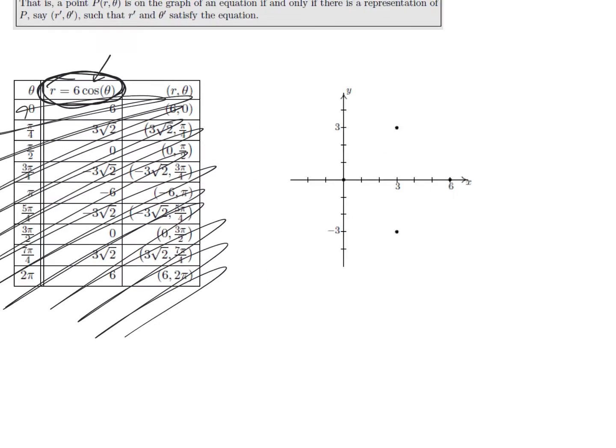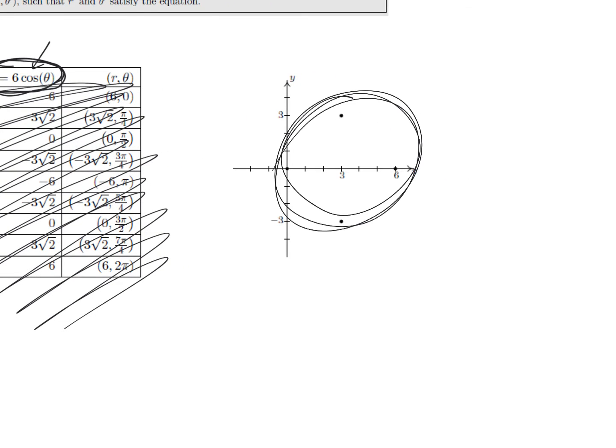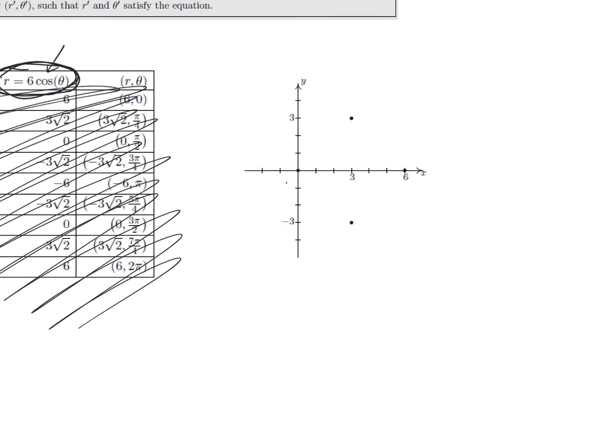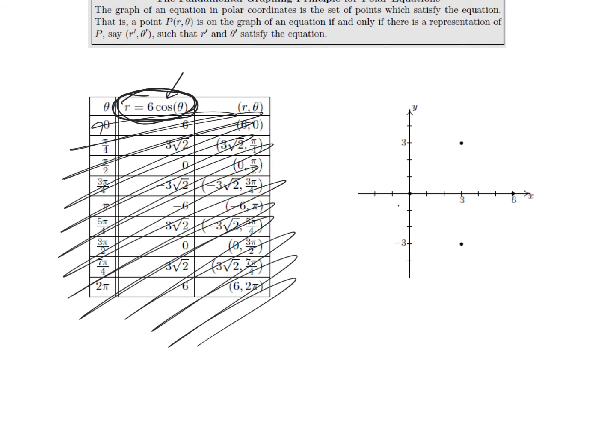Would you agree that it's probably kind of over here? Okay. And then that 6 makes it what? Stretch out to 6. Okay. But how do you get exact points? You know it's a circle on the right, and it's bigger than normal. How do you get exact points? By plugging theta into the equation.